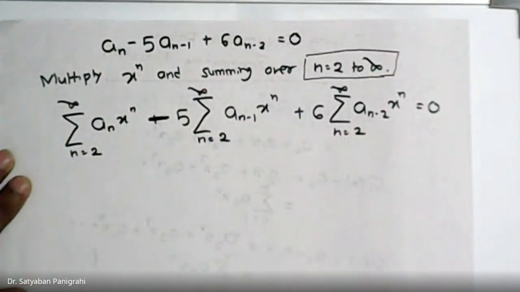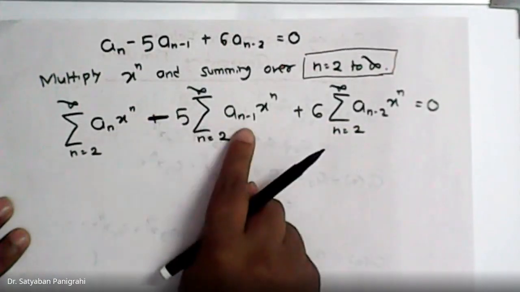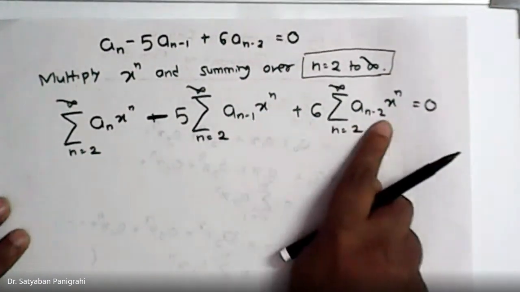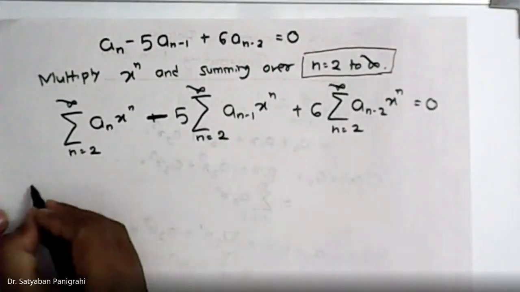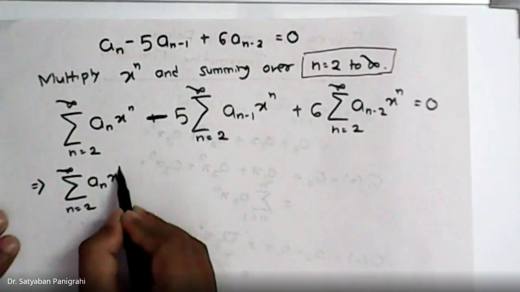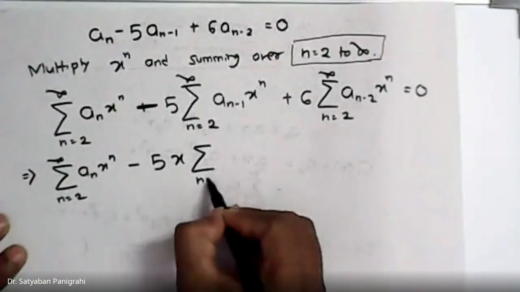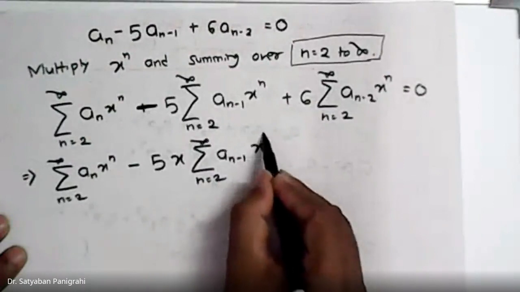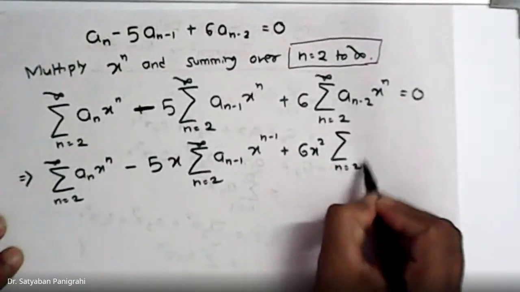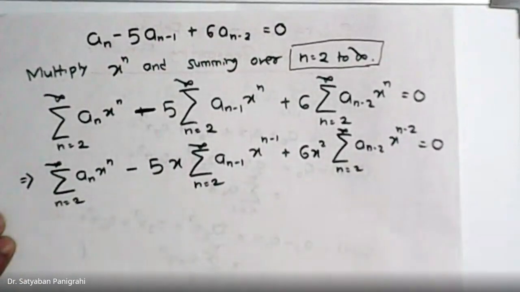Now, in the next step, we want to make the index equal. Here a_n x to the power n, but here a_(n-1) x to the power n. I want to write it of the form x^(n-1), and similarly here I want to write x^(n-2). So what do I do? First, copy paste summation n equal to 2 to infinity a_n x to the power n, but here x goes outside. So minus 5x summation n equal to 2 to infinity a_(n-1) x to the power n minus 1. Similarly, if I take x square outside, then I get plus 6x square summation n equal to 2 to infinity a_(n-2) x to the power n minus 2 equal to 0. This is my second step.